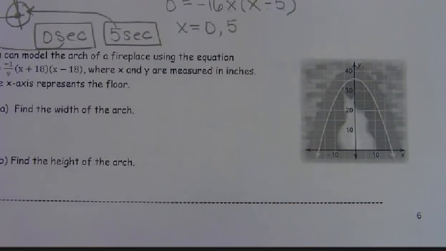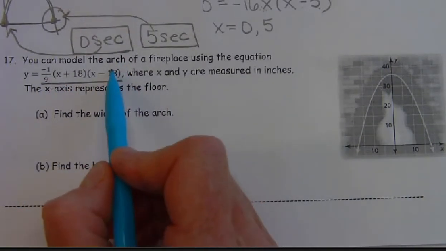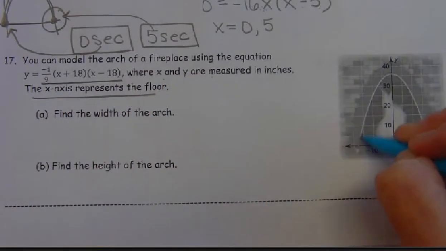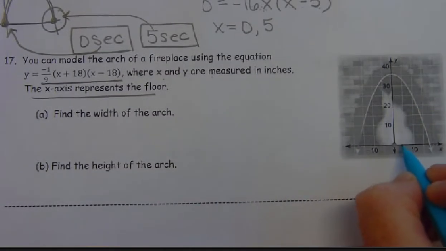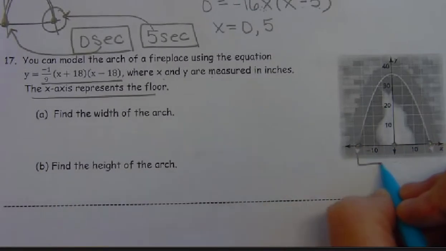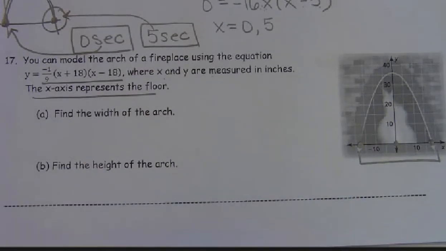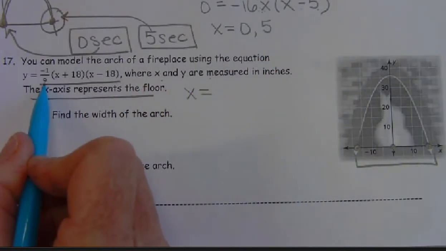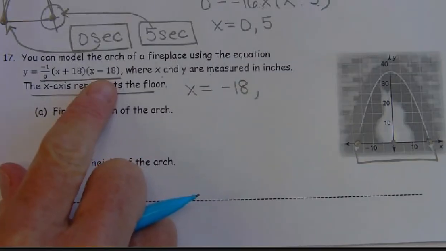On our last example, we have this equation already in factored form, so we don't have to factor it, but it's the arch of a fireplace where x and y are measured in inches, and the x-axis is the floor. So here's my fireplace with my nice fire inside. Find the width. The width is going to be from here to here. If we can find this point and this point, we can find out how wide it is. The way we're going to get those points is by getting my zeros. There's no variable out front, so we don't have to worry about him, but the opposite of 18 is negative 18, and the opposite of negative 18 is positive 18.